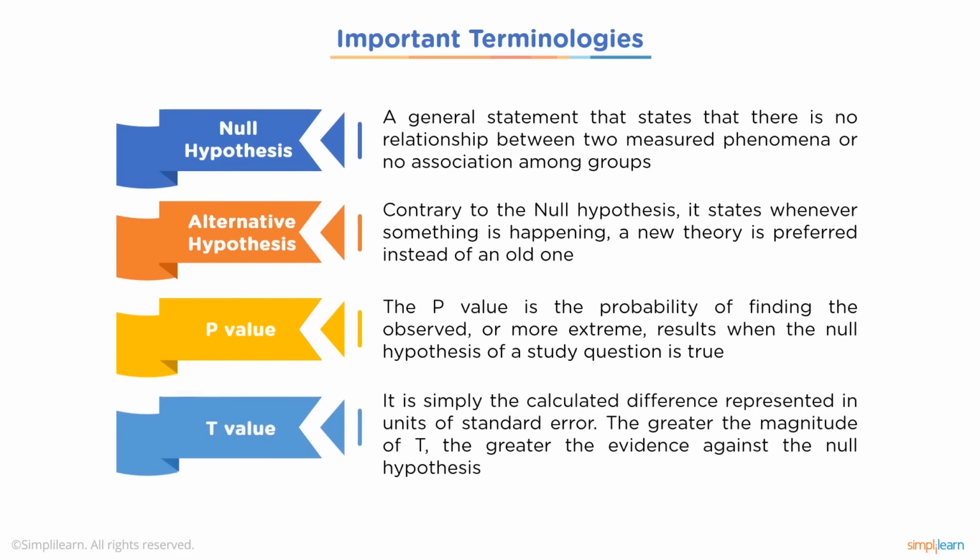And the t-value. It is simply the calculated difference represented in units of standard error. The greater the magnitude of t, the greater the evidence against the null hypothesis. And you can look at the t-value as being specific to the test you're doing, where the p-value is derived from your t-value, and you're looking for what they call the 5% or the 0.05, showing that it has a high correlation.